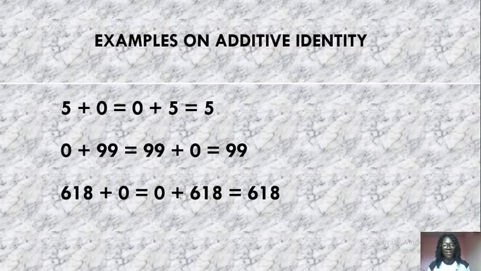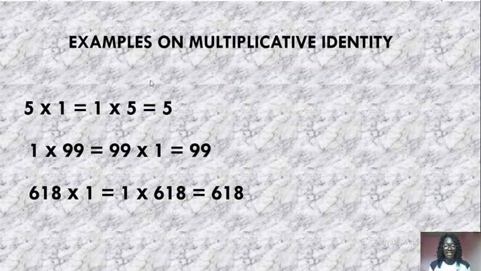Okay, all right, so let's look at multiplication identity. When you multiply 5 by 1, you get 5. 5 times 1 is 5. Any number multiplied by 1, we get back that same number. So 1 times 99 is 99. 618 multiplied by 1, we get 618. So that's all for identity. So now we've looked at examples on identity for addition and for multiplication. For addition, we pick a number and we add 0, and we have that same number. For multiplication, we pick a number and multiply it by 1, and we have that same number.